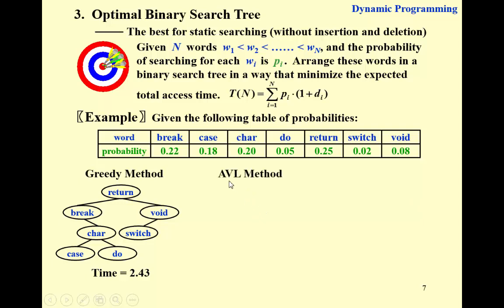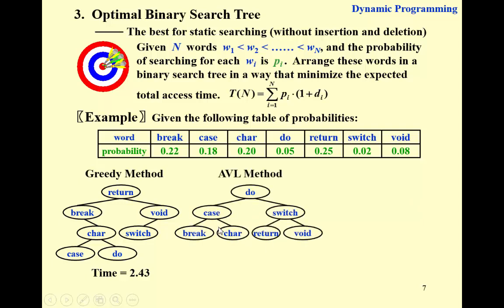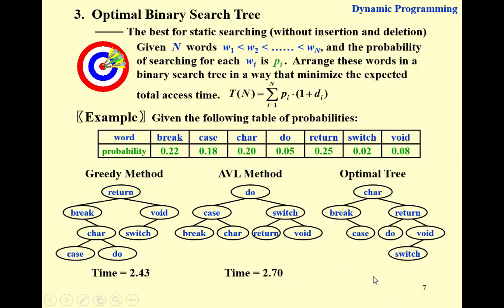The next is the AVL tree. Okay, so this is the AVL tree we obtained. The tree looks quite balanced. However, the access time is actually worse than this one. It's 2.7. The optimal tree looks like this. And the optimal time is 2.15. You see that the problem with greedy method is that it's good to take the probability into consideration.